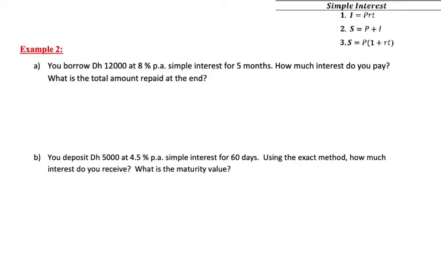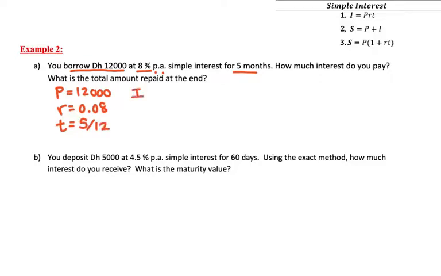Okay, let's continue and do some more examples. You borrow 12,000, again, that's going to be the starting amount, P, at a rate of 8%, so rate equals 0.08. When it says PA, that just means per annum or per year. 5 months. Now be careful here. We cannot say T equals 5, that would mean 5 years. So 5 months is 5 over 12.